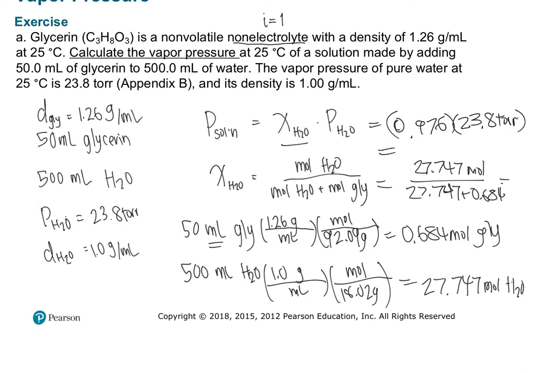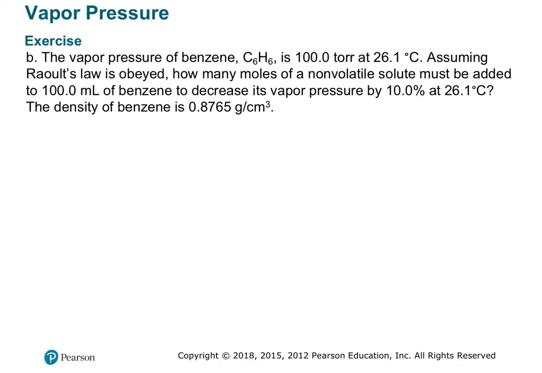So I get a new vapor pressure of 23.2 torr. So we can tell it dropped. So let's try it again. I have, and this is a more fun question to me because it's a little bit more interesting. So now I know the vapor pressure of benzene is 100 torr at 26.1 degrees Celsius.